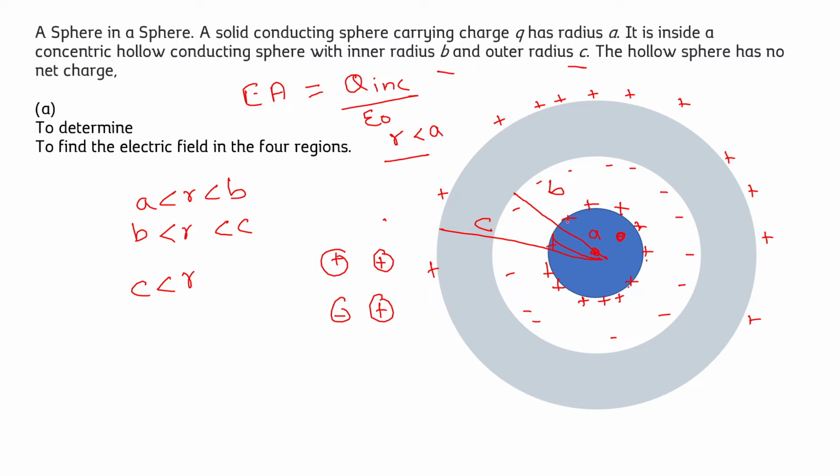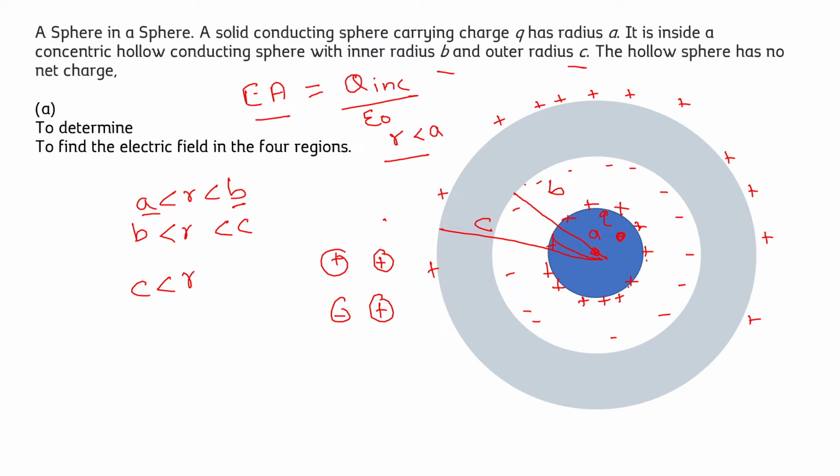Now for the portion where R is between A and B, we can see that the charge enclosed depends totally on this charge, which is Q. So we can say that the electric flux would be the charge enclosed, which is Q, divided by epsilon naught. So from here, as we divide it by the area, we can find the value of the electric field.